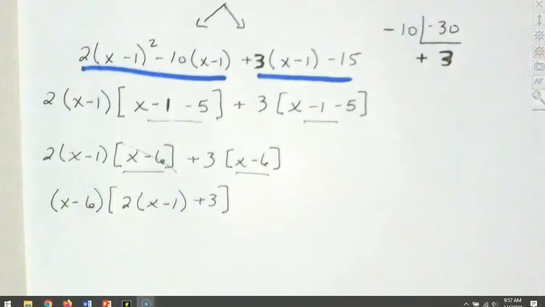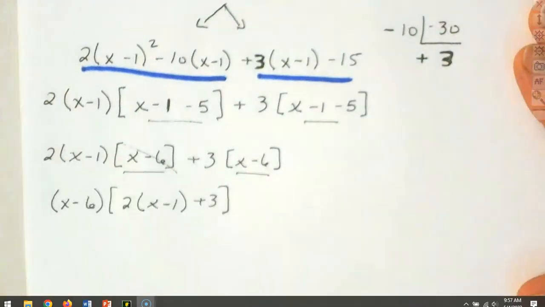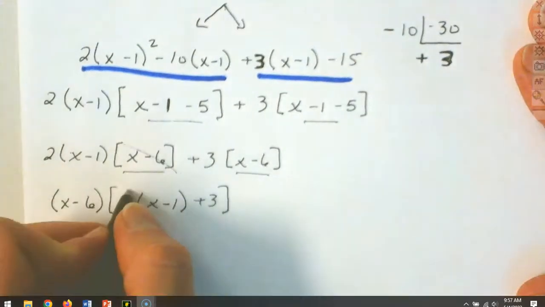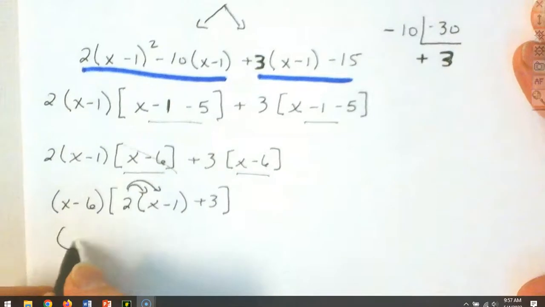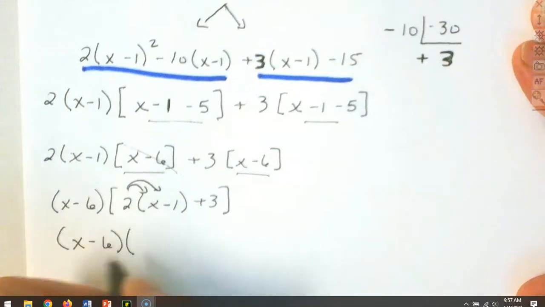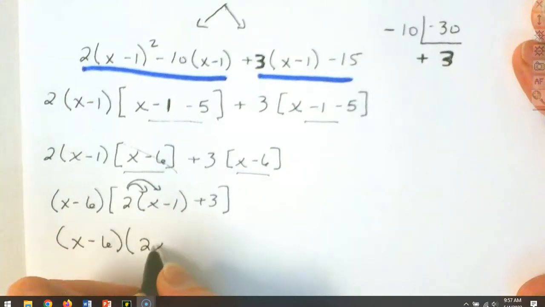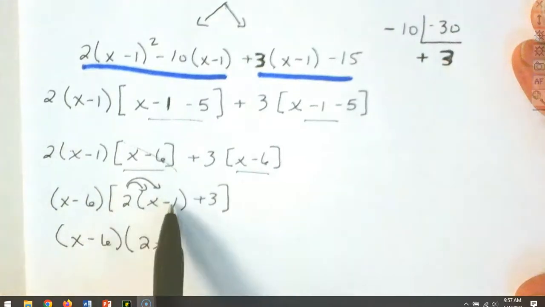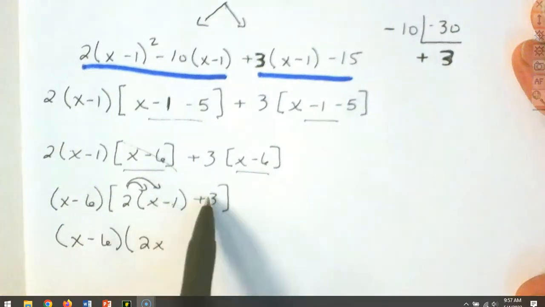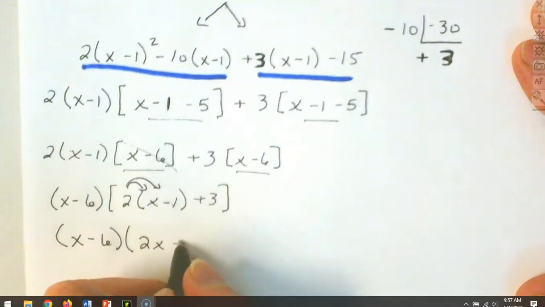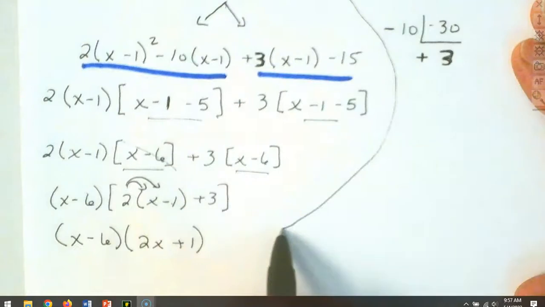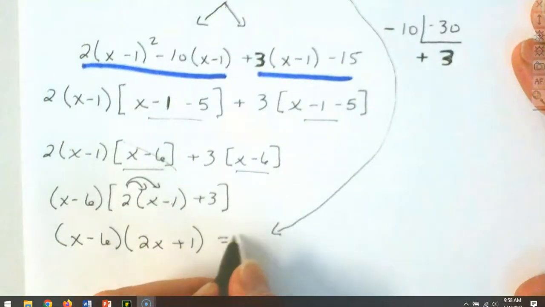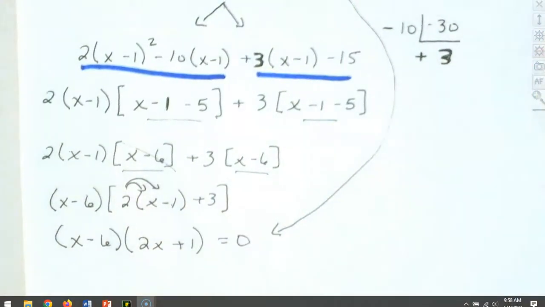Now we need to clean it up, because it's still set to 0. So I'm going to go ahead and clean it up by distributing that 2 through. And we can mentally combine them here. And so now we've got x minus 6. We've got a 2x from here. And we've got a minus 2 plus 3. That makes it a 1. And don't forget, this is all equal to 0. And now we're finished.